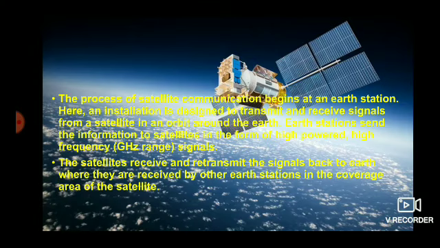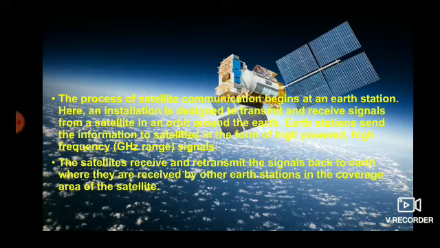The process of satellite communication begins at an earth station. Here an installation is designed, as shown in the previous slide, to transmit and receive signals from a satellite in an orbit around the Earth. The earth station sends the information to the satellite in the form of high-powered, high-frequency signals in the gigahertz range. The satellite receives and transmits the signal back to the Earth where it is received by other earth stations in the coverage area of the satellite.